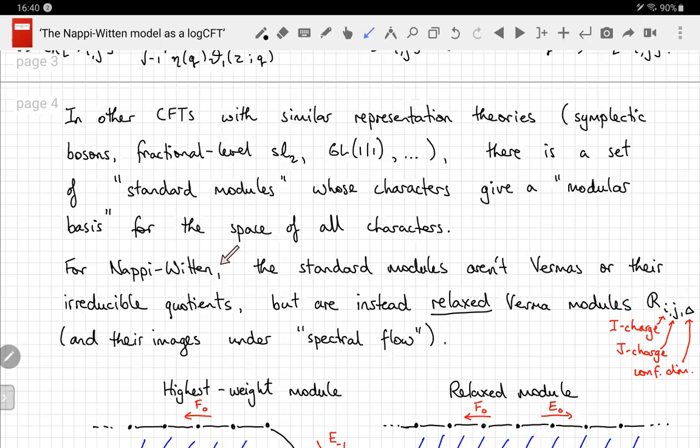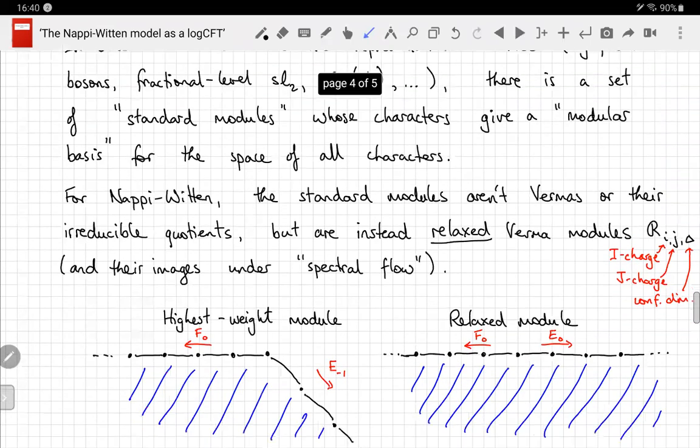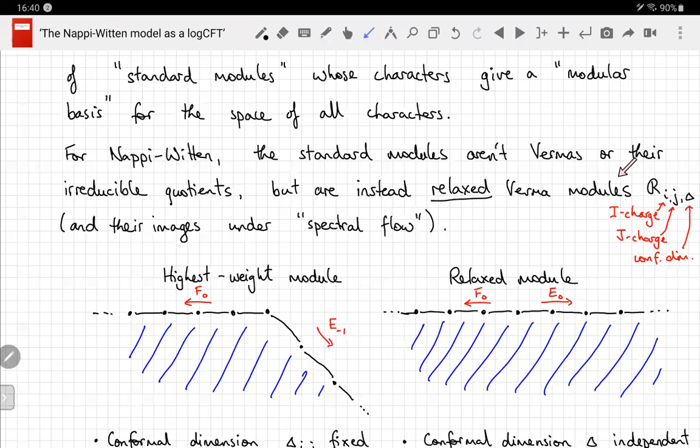And so in particular for our Nappi-Witten model, when I look at it, I say to myself, well, these standard modules are not going to be Verma modules. They're not going to be the irreducible quotients. They're going to be something more complicated, which we've been calling relaxed Verma modules. So they're like Verma modules, but you relax one of the conditions in their definition. And so instead of just having 2 parameters, I and j, they now have a 3rd parameter, which is the conformal dimension. So in our Verma modules above, the conformal dimension of the vacuum state was actually determined by I and j. And in the relaxed Verma modules, this is no longer the case. It becomes a free parameter all of its own.